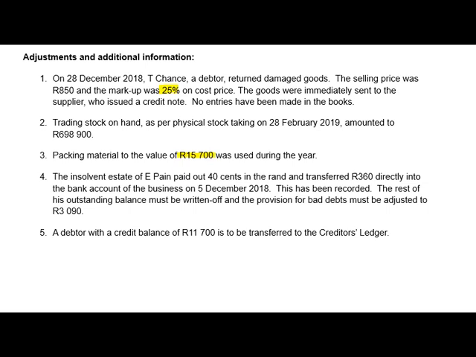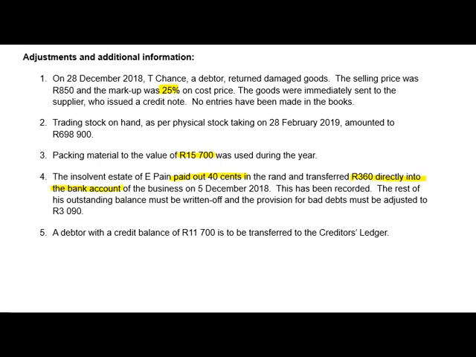Okay. They said the insolvent estate of E-Pain paid 40 cents. That's what they paid, right? That's how much we got, right? But you guys are so used to it that when we find bad debts, we need to take the bad debts amount, the amount that was owing, times it by 40 cents. But here they didn't give you the amount that was owing. What did they give you? They gave you the 40%.